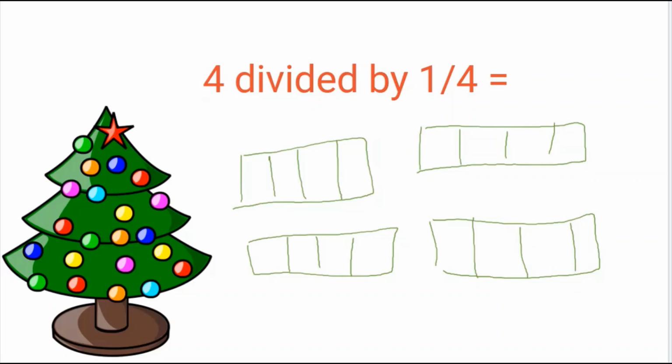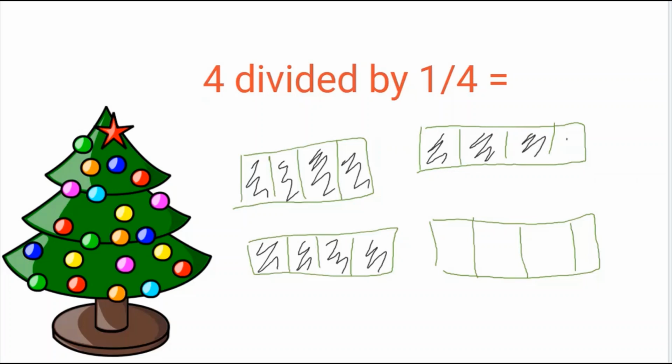Then once you're done with that, you are going to look at each square and count it. So we have 1, 2, 3, 4, 5, 6, 7, 8, 9, 10, 11, 12, 13, 14, 15, 16 squares. So 16 would be your answer. Okay, so now let's move on to the next problem.